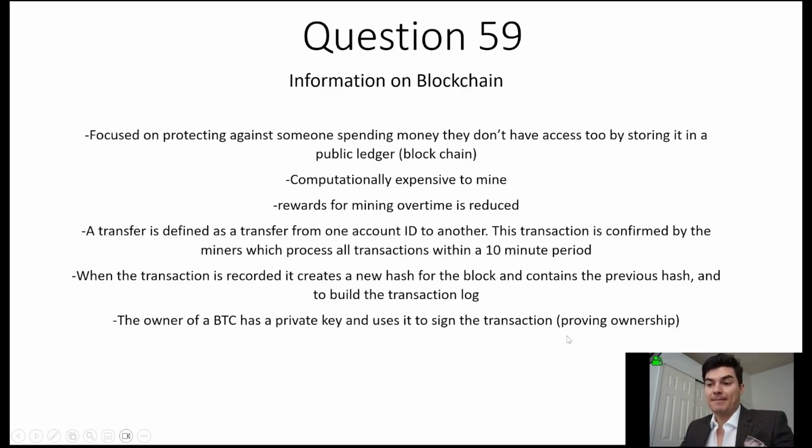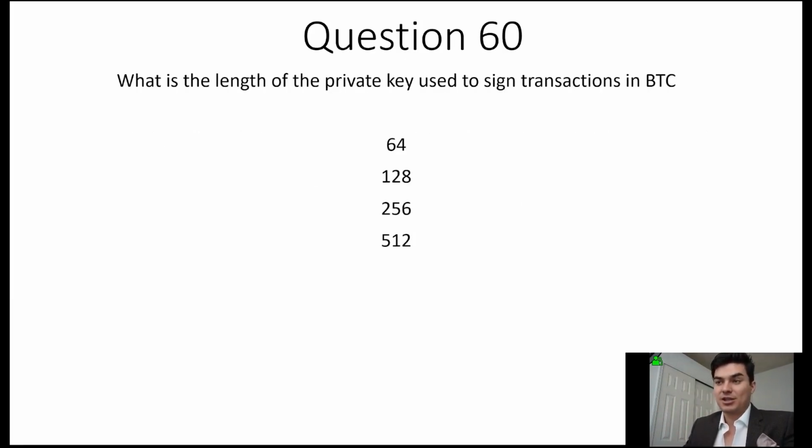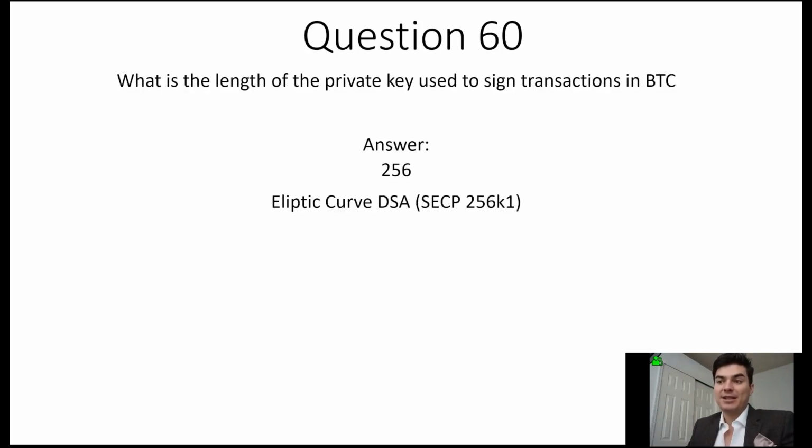And so if they're going to sell it, they provide their private key to whoever they're transferring it to, and then the other party is able to verify that it is the person they say they are, and that's how these transactions are completed. Question 60. What is the length of the private key used to sign a transaction in Bitcoin? Well, the length is 256, and if you're interested, it specifically uses the elliptic curve digital signature algorithm.